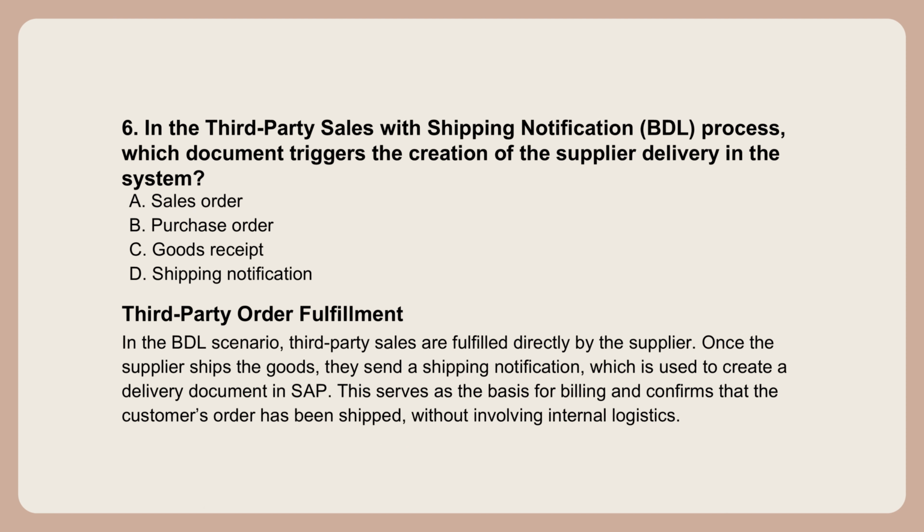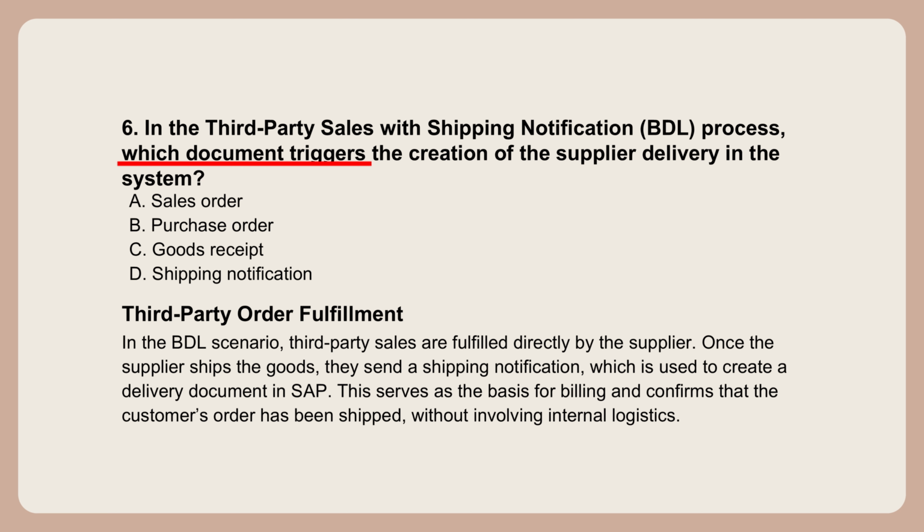Got it. Okay, let's look at a supply chain scenario. Third-party sales, but specifically the one with a shipping notification BDL process, I think. Yeah, BDL. That's where your supplier ships directly to your customer. Right. So in that flow, what actually tells your SAP system that the supplier has shipped the goods? What triggers the creation of that supplier delivery record in your system?